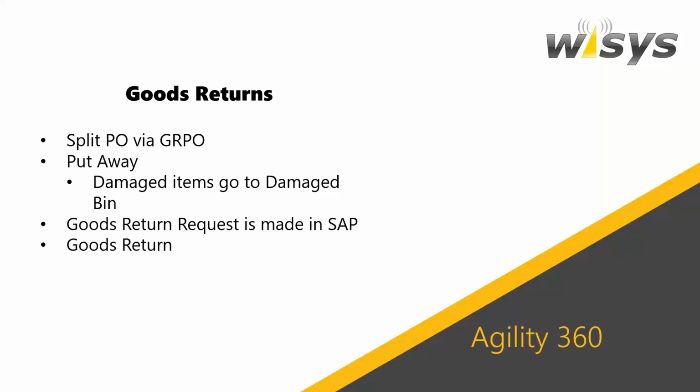Now, theoretically here, I had that step of a warehouse manager or somebody like that coming over, doing a little QA, making sure those items were damaged. Once they were confirmed to be damaged, we created the goods return request in SAP. And then we went ahead and processed that goods return request, taking those items out of that damaged bin through our goods return form on the handheld.